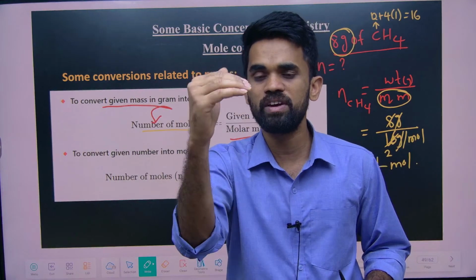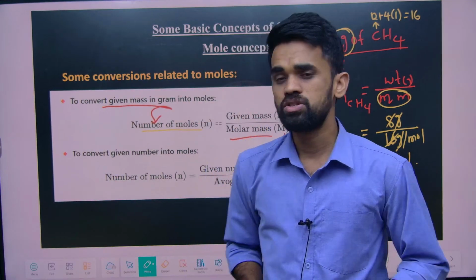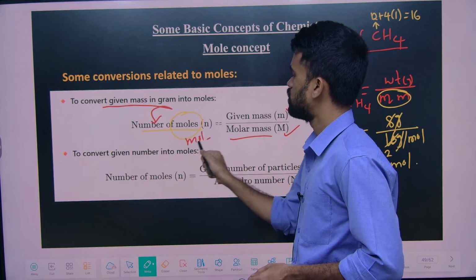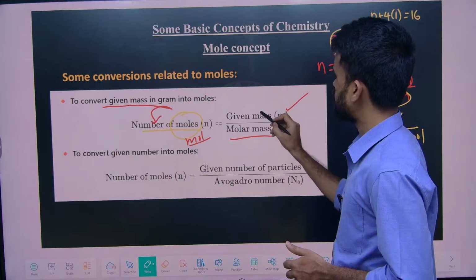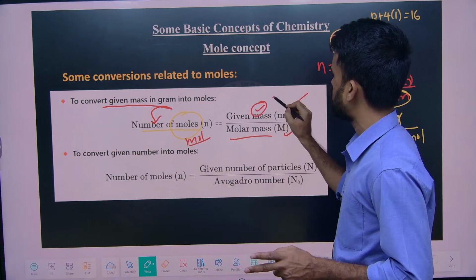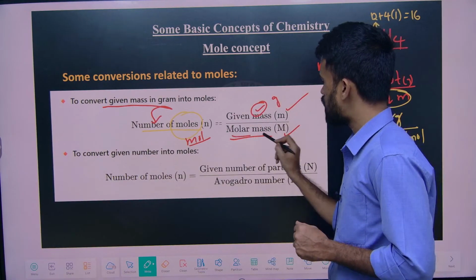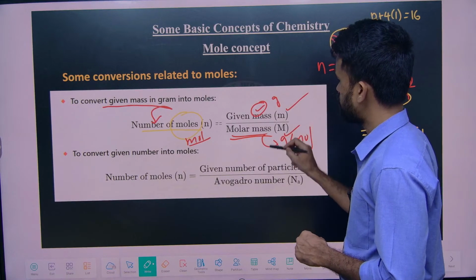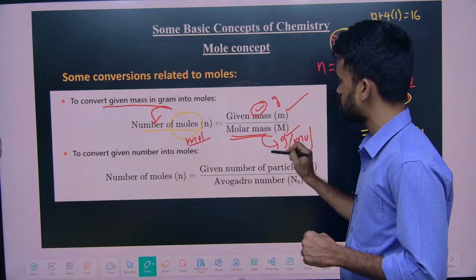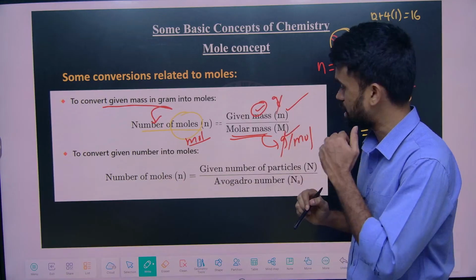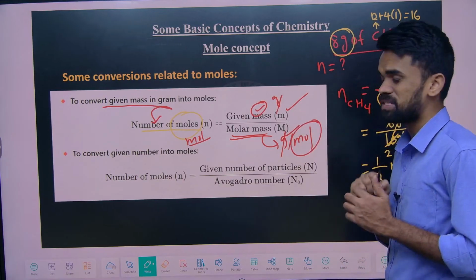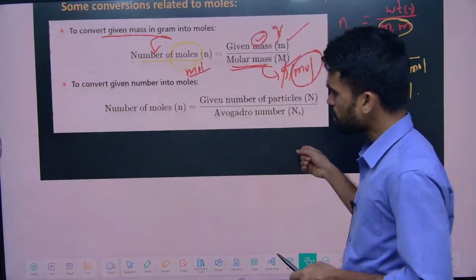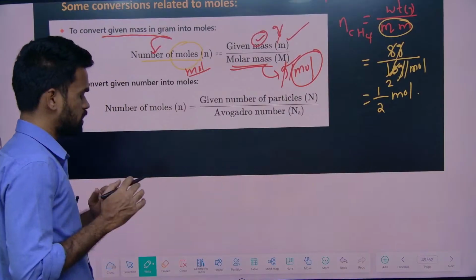Now what is the unit for mole? Mole itself is a unit here, nothing to worry. For given mass, for weight, we have grams as units. For molar mass, what is the unit? Gram per mole. Whenever you divide mass with molar mass, gram gets cancelled, so your answer will be in terms of moles. Sometimes we have one more relation, using which we can also get it.